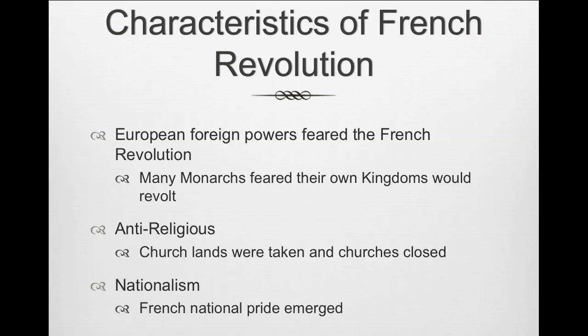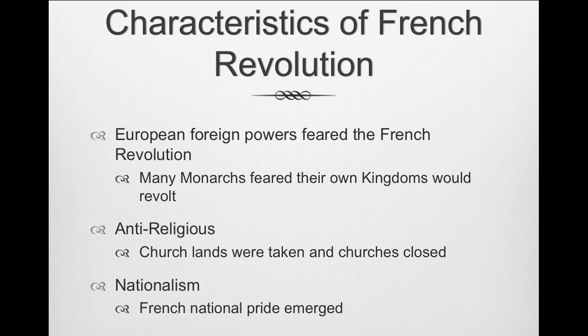The characteristics of the French Revolution were a little bit different than the characteristics of the American Revolution. The European foreign powers, a lot of them supported the Americans in their attempts to overthrow the English government. However, there was a great fear that if the French Revolution was successful and the French monarch was overthrown, then many other kingdoms would be overthrown. And so the French really didn't have the support of the other foreign powers in Europe.